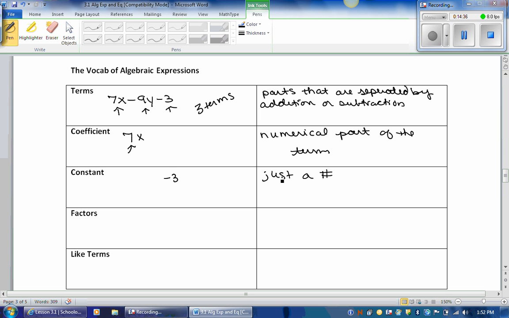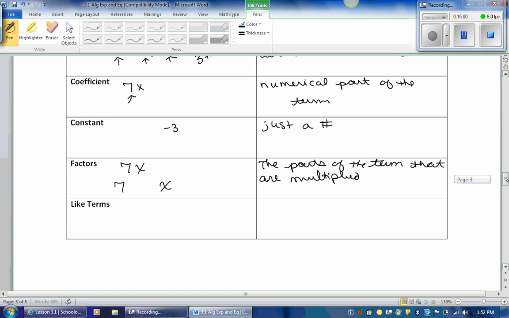Factors are the parts of the term that are multiplied. Okay, so if I have 7x, 7 is a factor and x is a factor, because they're multiplied together. Like terms have the same variable. Okay, so that's just some vocab that you need to be comfortable with.